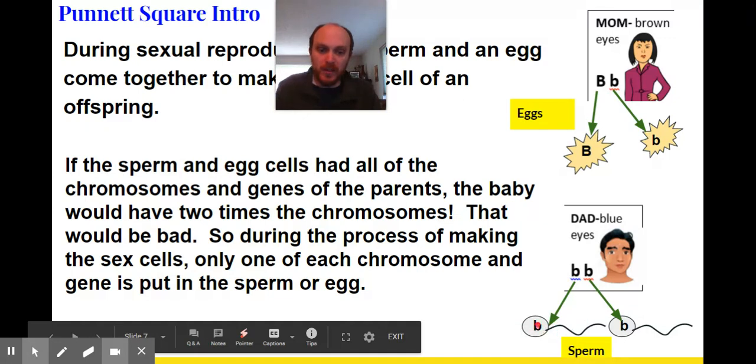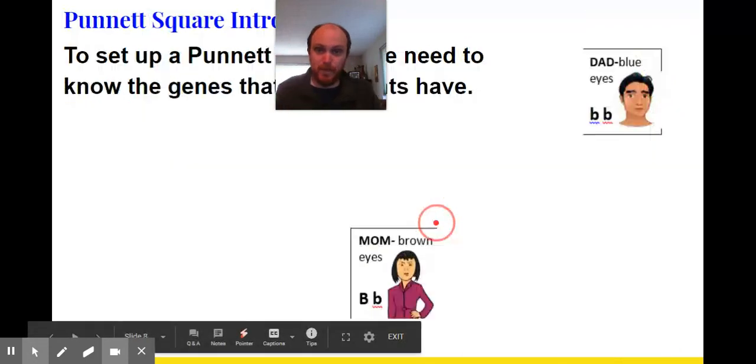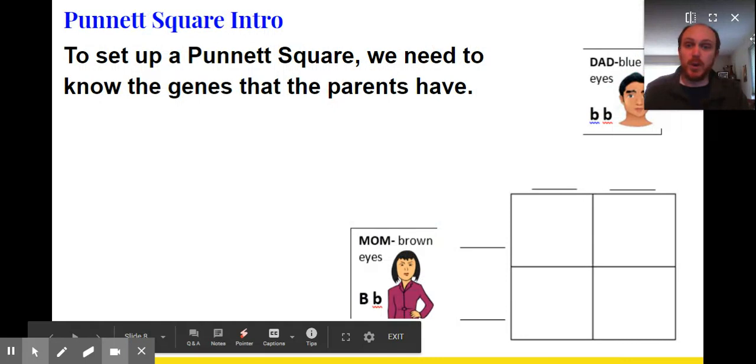And remember, when the sperm and the egg come together, they make a baby. So you can see if these two were combined, that baby would have a big B and a little b. If you have these two, that baby would have a big B and a little b, or sorry, 2 little b's. Okay, so this is how a Punnett square works.